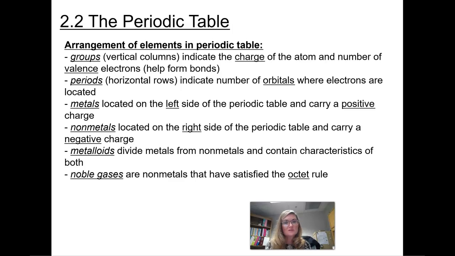Metals are going to be located on the left side of the periodic table, and they're going to carry a positive charge. Nonmetals are located on the right side of the periodic table, and they'll carry a negative charge when bonding. Metalloids are going to be divided metals from nonmetals and contain characteristics of both of those. And then you have your noble gases. These are going to be the nonmetals that have a satisfied octet rule. That means they have 8 electrons on the outer energy shell, and they do not care to bond with anybody. They're stable.